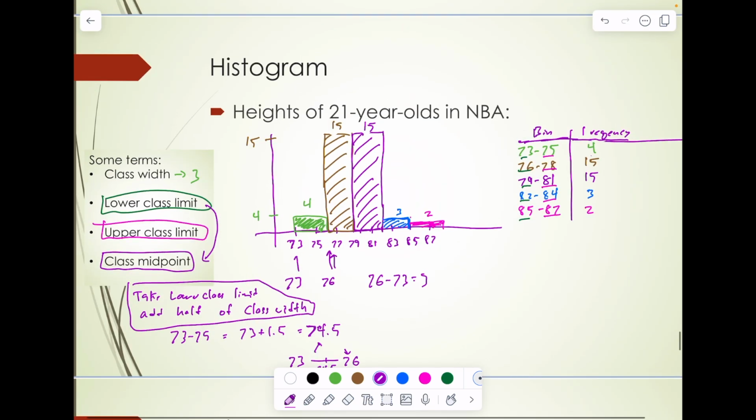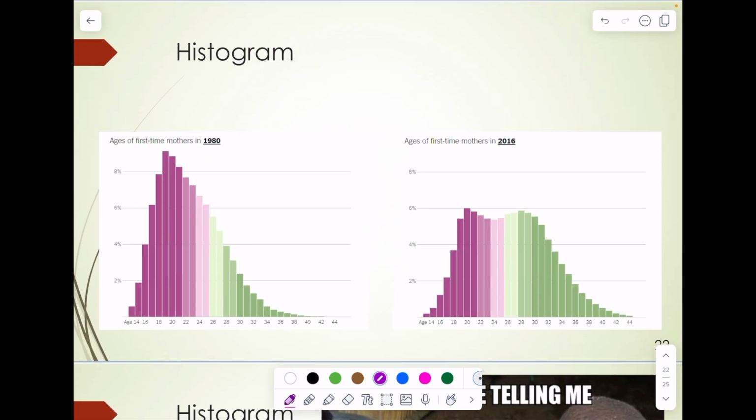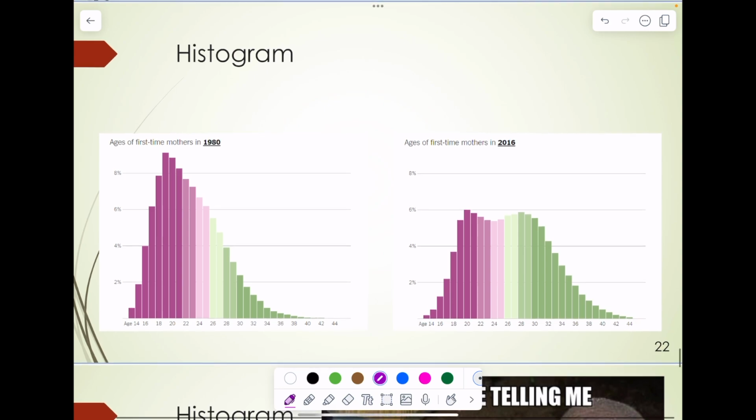So histograms come in 2 forms. You could have a raw frequency histogram where the y-axis is frequency, or you could have a relative frequency histogram where the y-axis is the relative frequency. That's the case in these 2 histograms. In both of these histograms, the ages of the first-time mothers were written down, and there's a lot of them. I don't exactly know how many are in this study, but less than 2% of those first-time mothers were 15 years old.